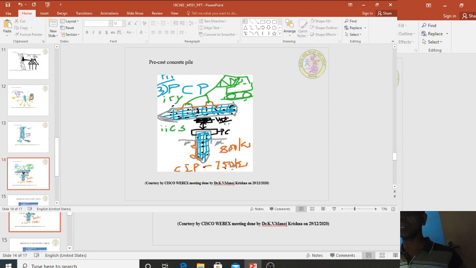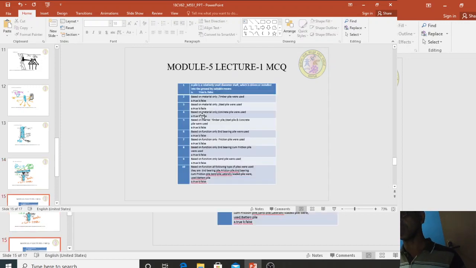The problem here is that lifting and transporting the pile is a major challenge. While you are lifting the pile with the help of cranes and hooks, handling stresses will come into the picture. That has to be taken care of in the design. Then only can we use such a type of pile in our construction.